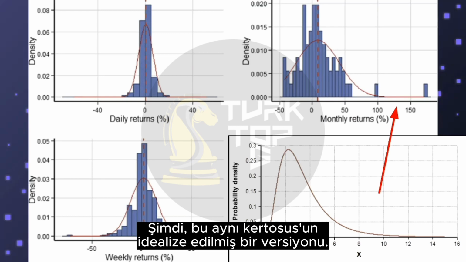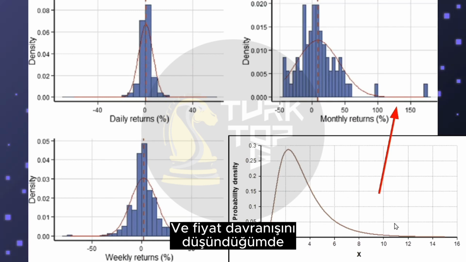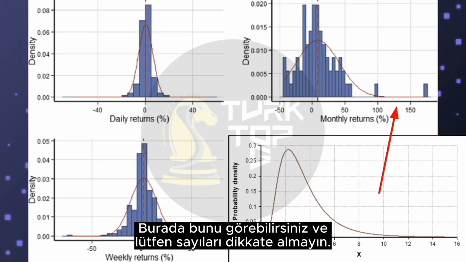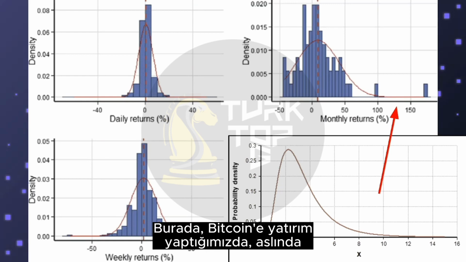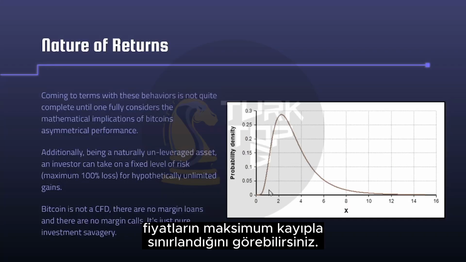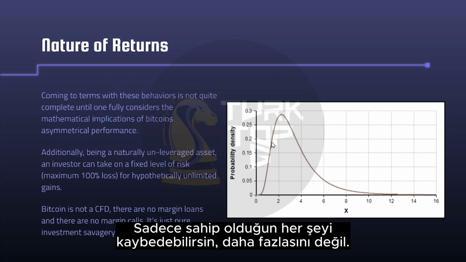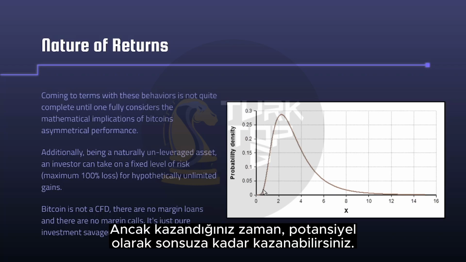Now, this is an idealized version of that same curve. And when I think about the price behavior of Bitcoin, this is actually what I see in my mind. You can see here, and please ignore the numbers, it's not accurate, I took this from somewhere else, that when we're investing in Bitcoin, what's actually happening is that the prices are constrained at a maximum loss. You can only lose everything that you have, but not more. But when you gain, you can potentially gain out to infinity.